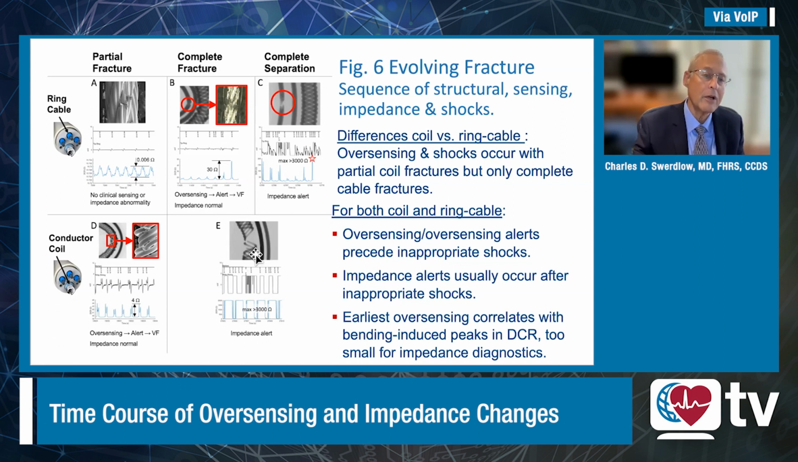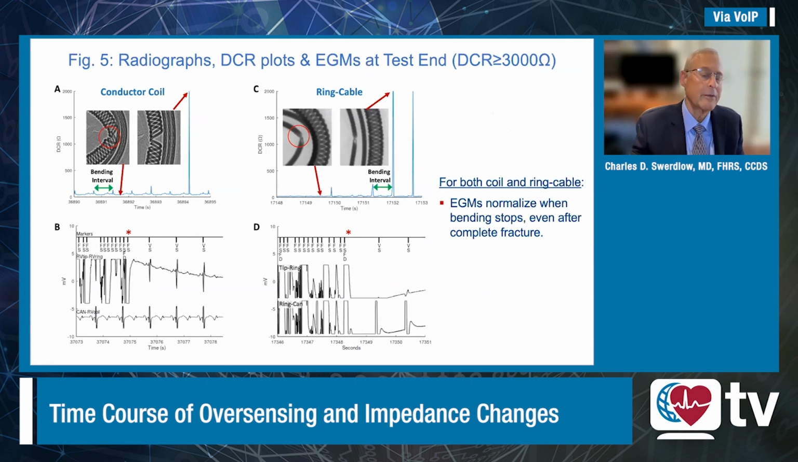So for both conductors, impedance alerts correlate with complete separation of the conductor, but oversensing alerts occur much earlier. I'd like to move on to another finding we had, and that is that when we ended the test at impedances of 3,000 ohms, we found some very interesting changes in the electrical signals.